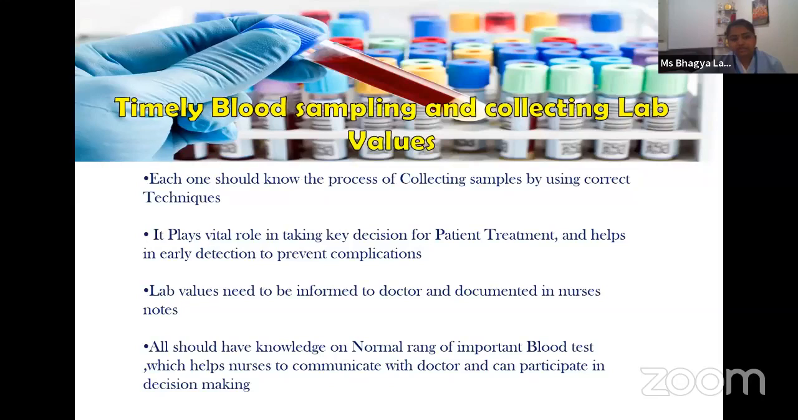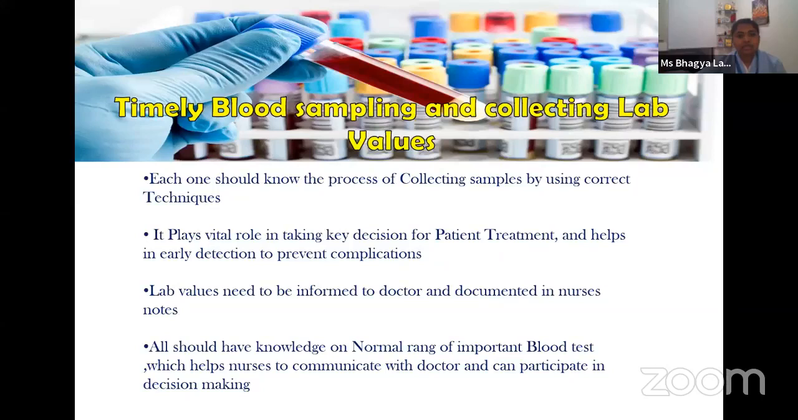It plays a vital role in taking key decisions for the patient's treatment and helps in early detection to prevent complications. For example, we have taken an ABG. It doesn't mean that we have taken the ABG, taken the report and given it to the doctor. We should have some knowledge of the normal values of ABG, like pH is this much, PCO2, PO2. The moment you see it, you can understand, okay, my patient is dropping in this, he's not maintaining his PCO2, his bicarb is low. So immediately when you give the report, you will communicate the same thing to your doctor.